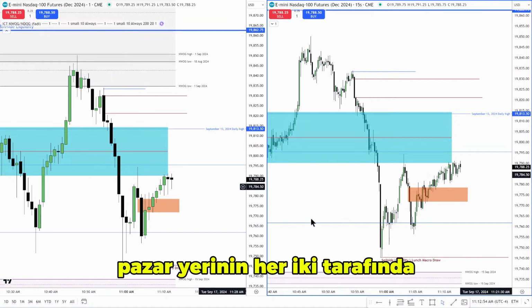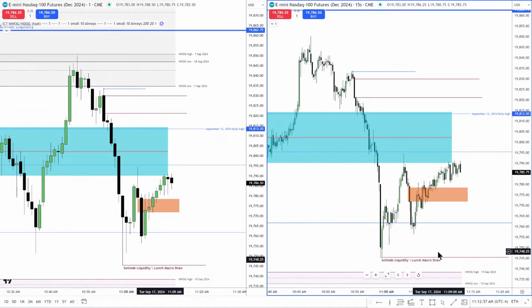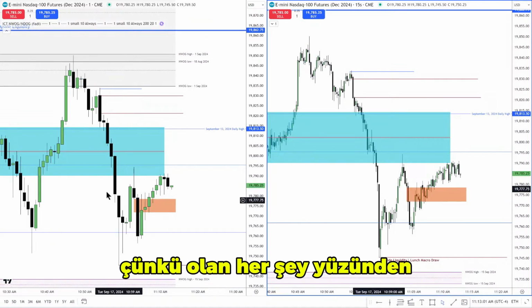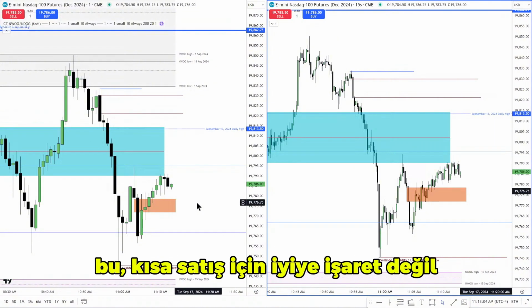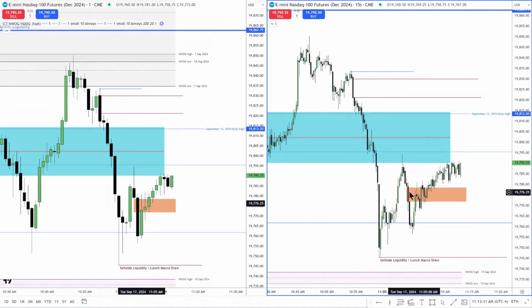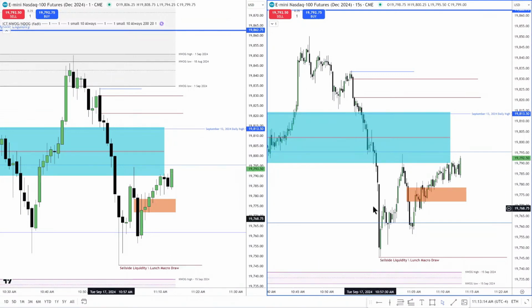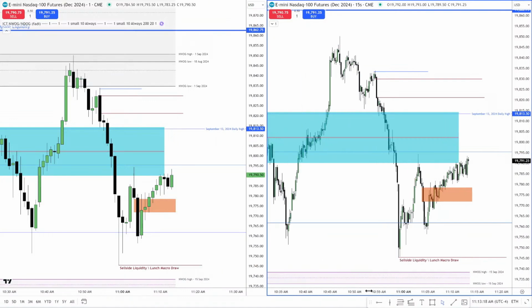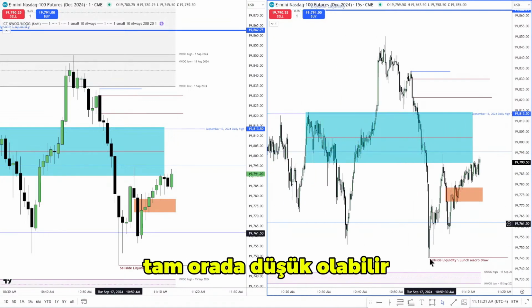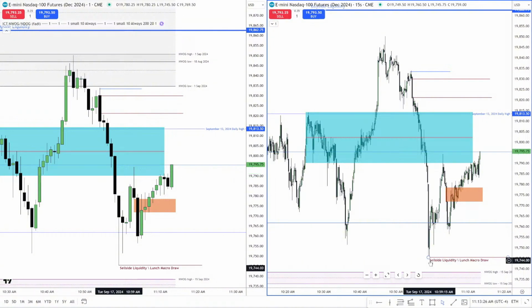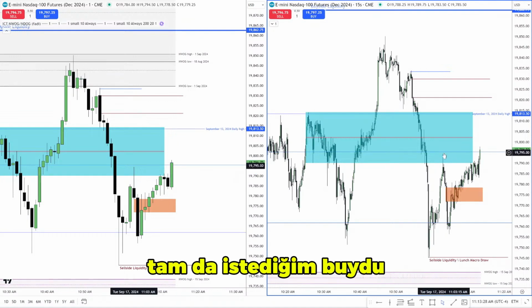On either side of the marketplace, it should have dropped here if this was a valid fair value gap, which I told you because of all the things that are on the 1-minute chart, it doesn't bode well for selling short that cheap or low in the daily range after it's already had this big drop down. So this lunch macro where it took the sell side out over here, that right there might be the low, and we could be higher in the afternoon. That's what I wanted right there.